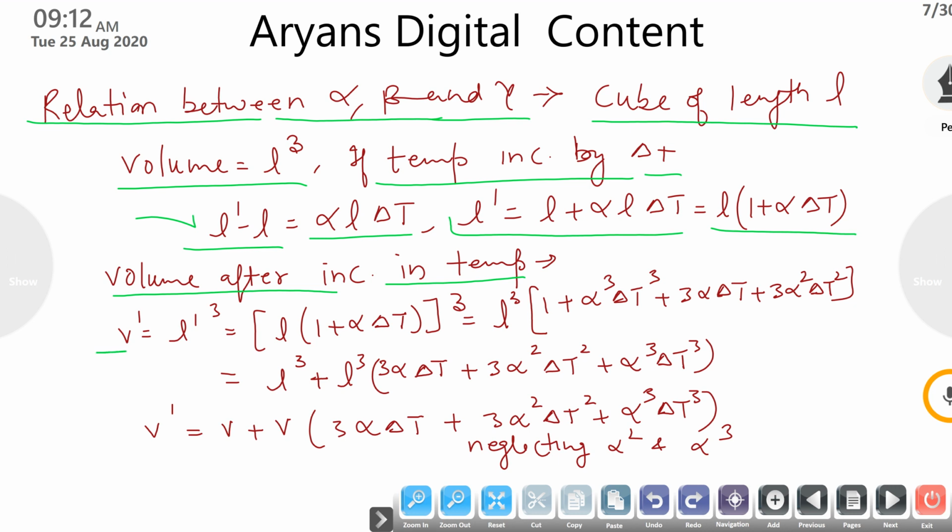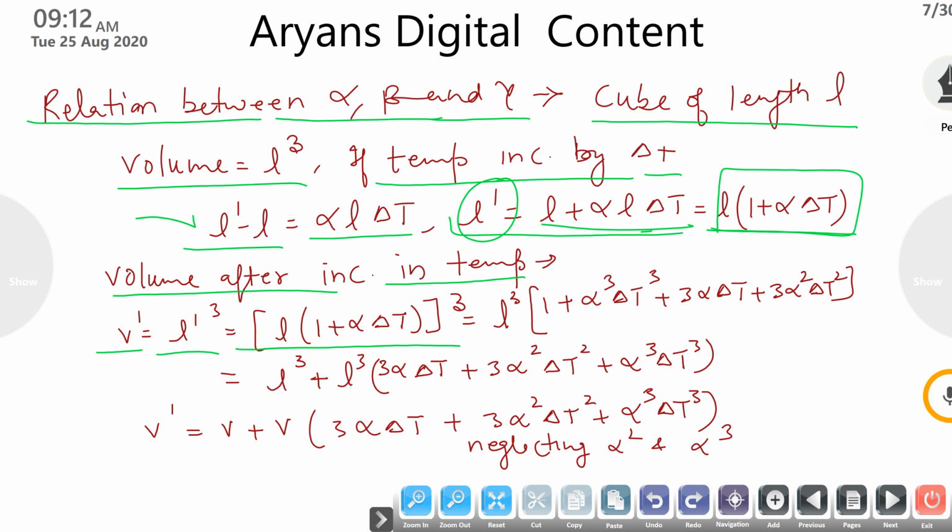The increased volume is given by L dash cube. Simply, this is the formula of volume, that is L into L into L. So it becomes L cube, L dash cube. So, we have to find this L dash, this one. So, we have to take the cube of this. So, this is L into (1 plus alpha delta T) whole cube, which we have to do now.